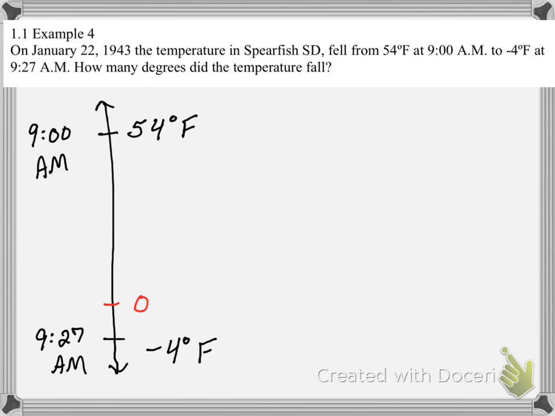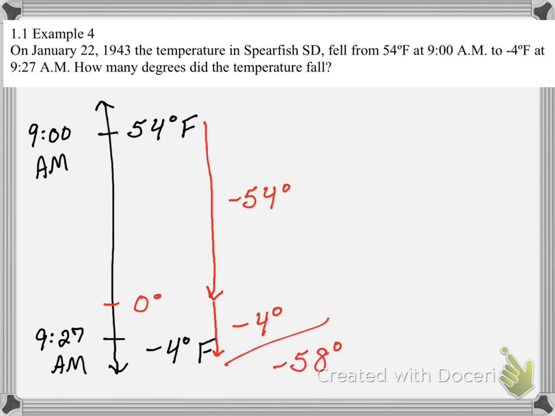Approximately. Okay. So if my temperature's dropping, and here I dropped to 0, how far down did I go? 54 degrees. I went down 54 degrees to get to 0. But I didn't stop there, I kept going down. How much farther did I go down? 4. I went down another 4 degrees. So in total, how far down did I go? -58 degrees. I went down -58 degrees.